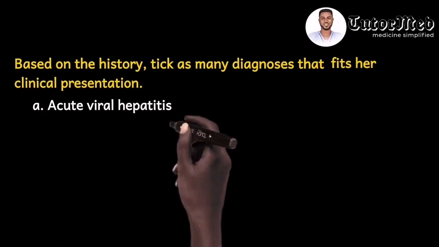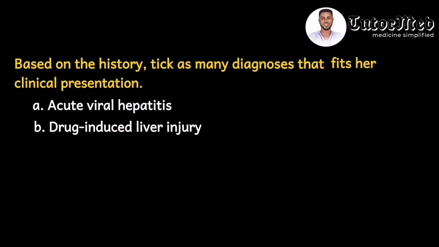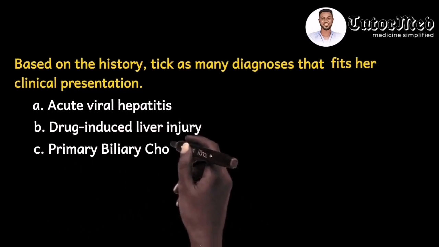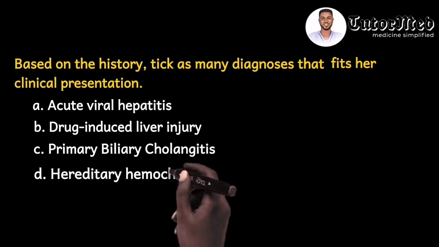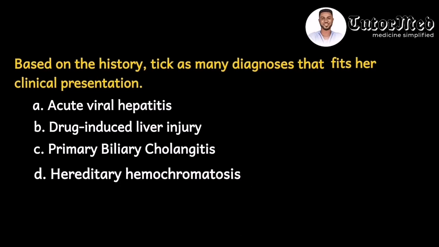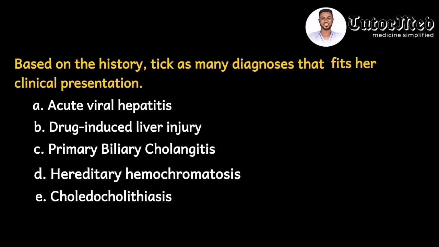So based on the history, take as many diagnoses that can fit her clinical presentation. A. Acute viral hepatitis. B. Drug-induced liver injury. C. Primary biliary cholangitis. D. Hereditary hemochromatosis. E. Cholelithiasis. If your answers are acute viral hepatitis and drug-induced liver injury, then you would be right.